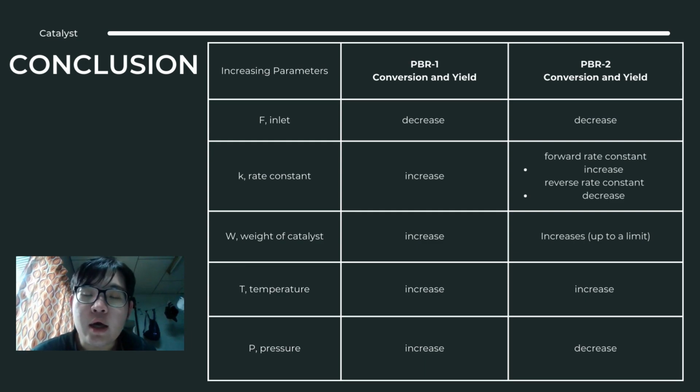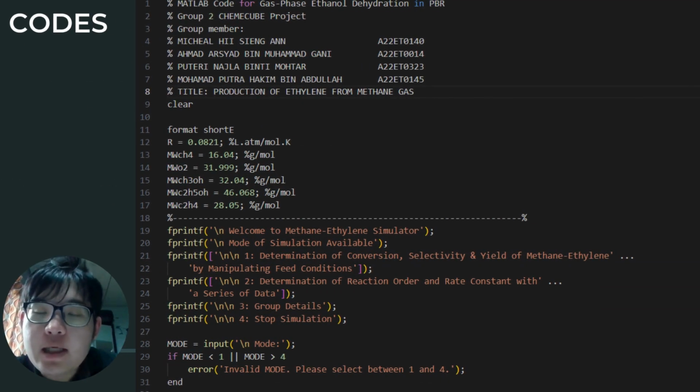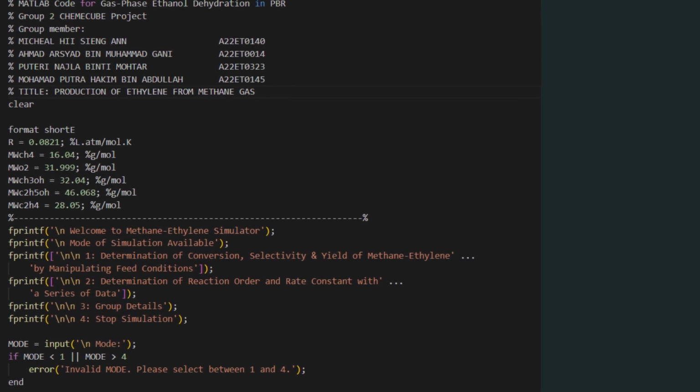And when we increase the rate constant, the PBR1 conversion and yield will increase, and the PBR2 conversion and yield will increase for the forward rate constant and decrease for the reverse rate constant. When we want to increase the weight of catalyst, both the PBR1 and PBR2 conversion and yield will increase. And same goes to when we increase the temperature. And lastly, when we increase the pressure, the PBR1 conversion and yield will increase, and the PBR2 conversion and yield will decrease. So here's the MATLAB code that our group have included.